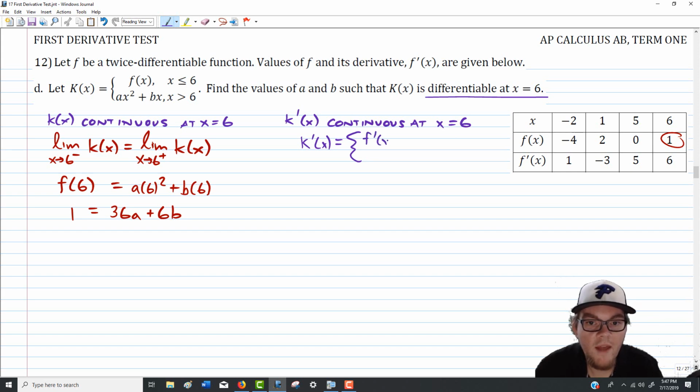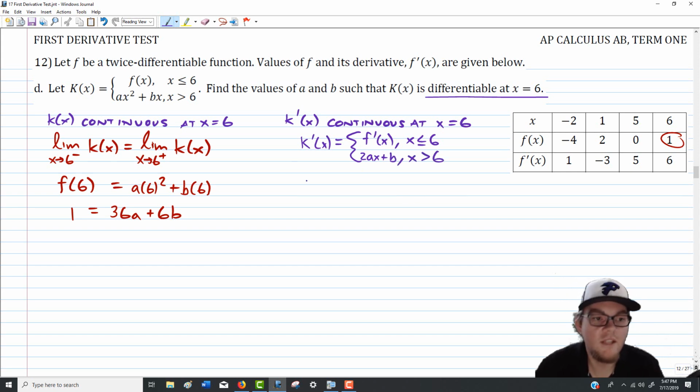We're going to have f prime of x when x is less than or equal to 6. And we're going to have the derivative of ax squared plus bx. Now keep in mind this is the derivative with respect to x, so the a and b are just scalars. So we'll have 2ax plus b when x is greater than 6.